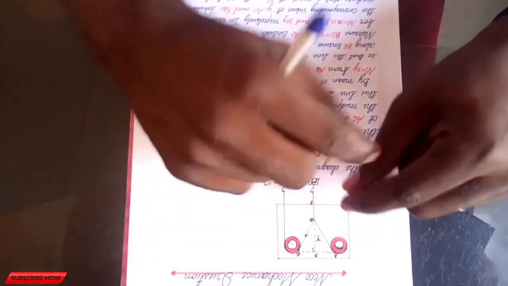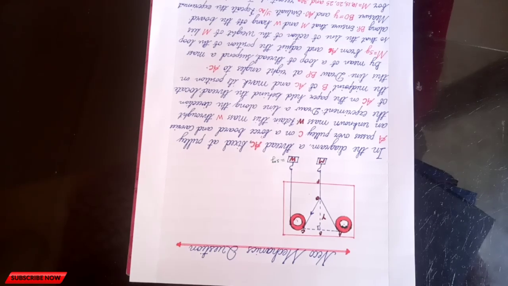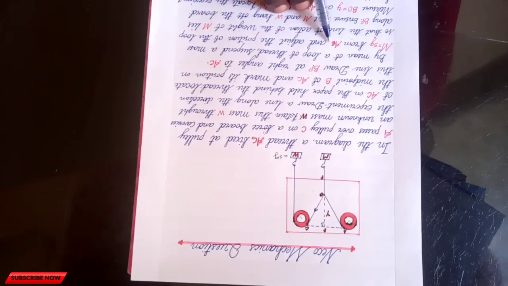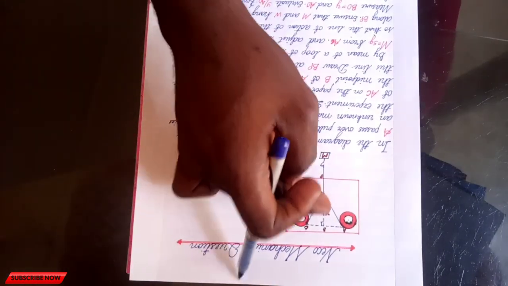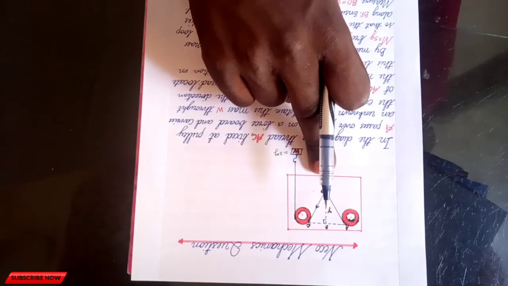By means of a loop, so it means we are going to have an external thread. We are going to create a loop on it and attach it to AC, as it was explained in this question. So on the loop, we suspend a mass of 5 grams from AC. By the time you put the mass of 5 grams, it's going to cause the rope to come in this manner.